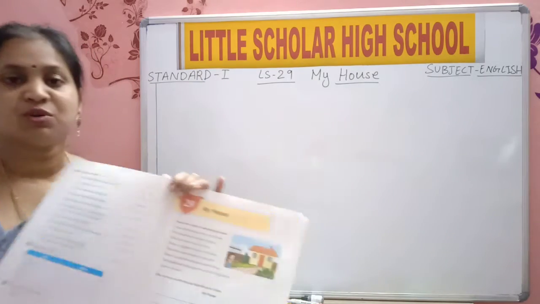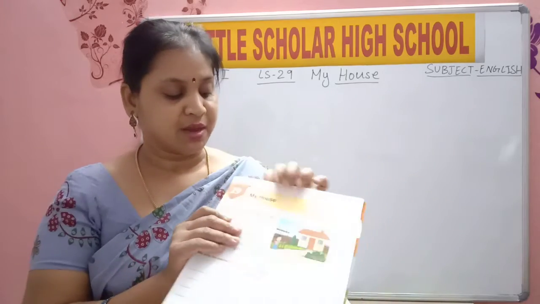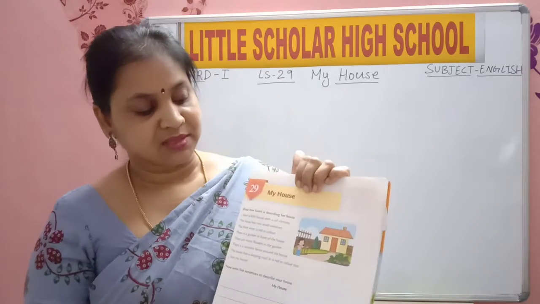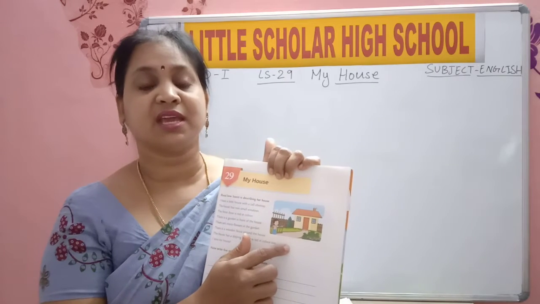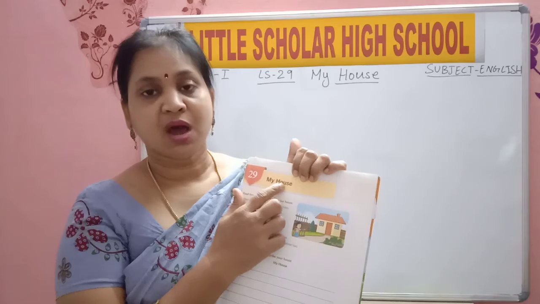Open your English textbook. Lesson 29. Yes, we are in lesson number 29. My house. M-Y, my. H-O-U-S-E, house. My house. See, she is Reena. She is describing about her house. She is saying a few sentences. How is her house? My house.